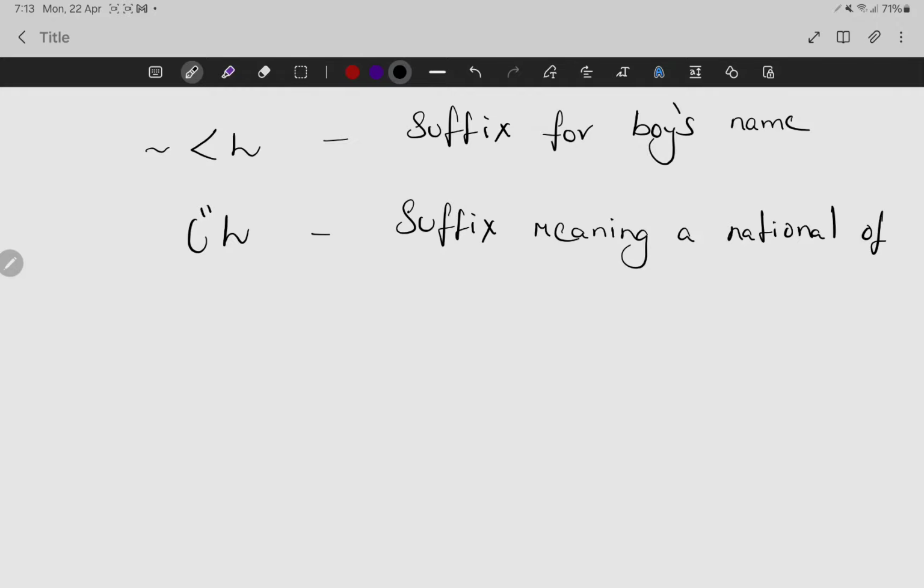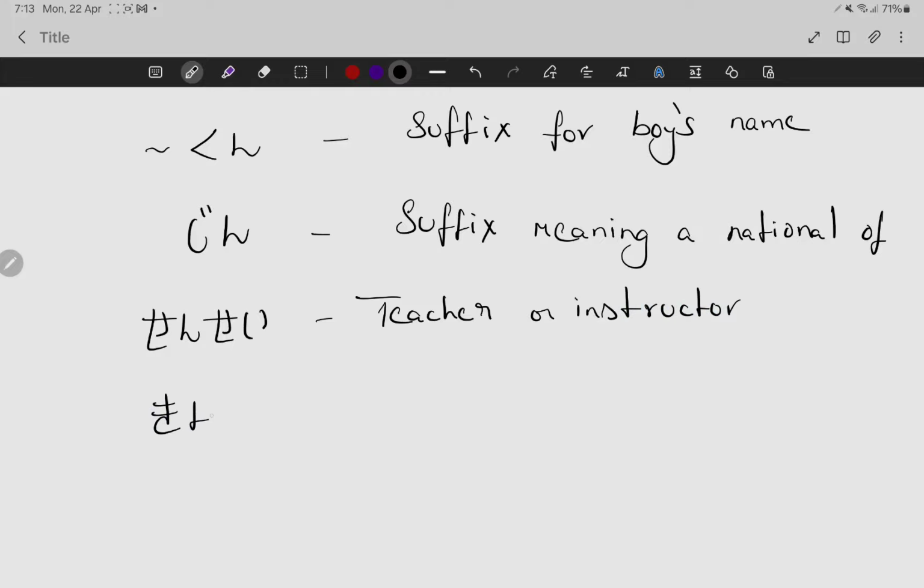So coming to the next. Sensei, teacher or instructor, or you can also say kyoshi in order to refer to the profession of a teacher. Anata wa kyoshi desu. Rin-san wa kyoshi desu. So Rin is a teacher, working as a teacher.